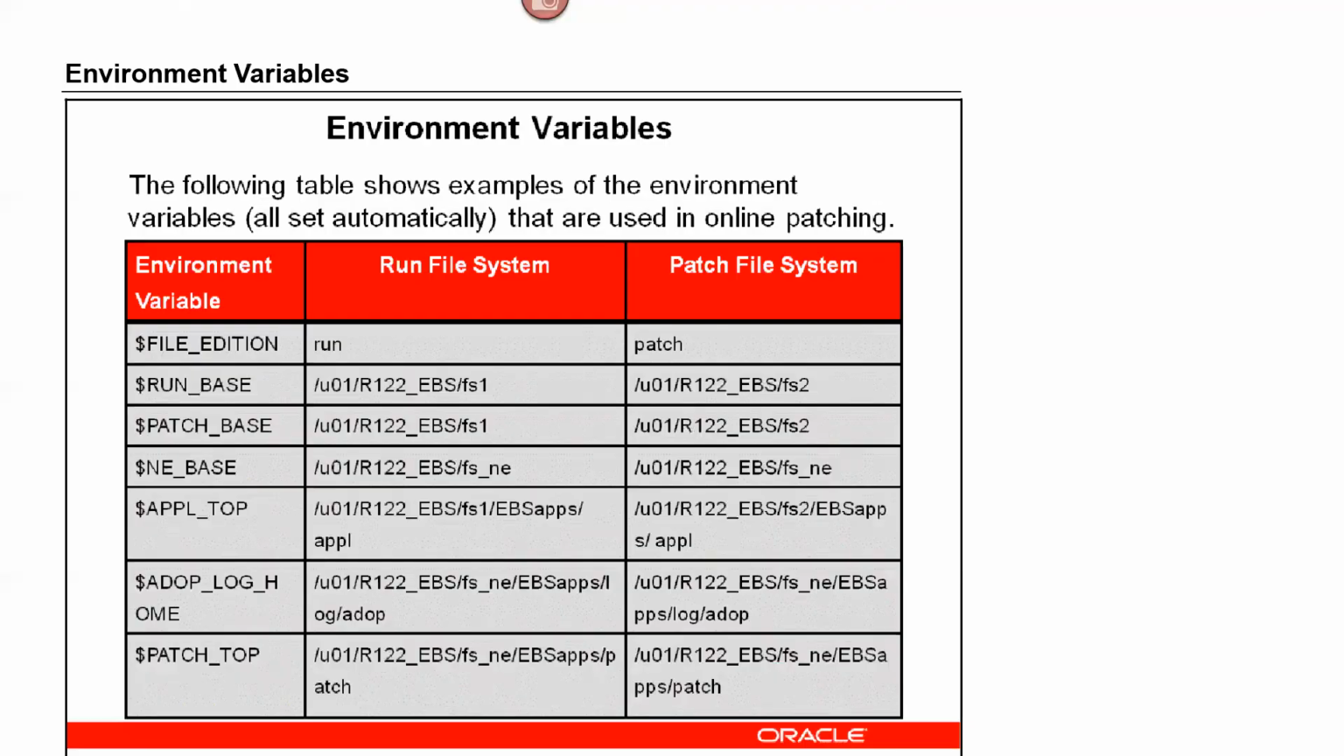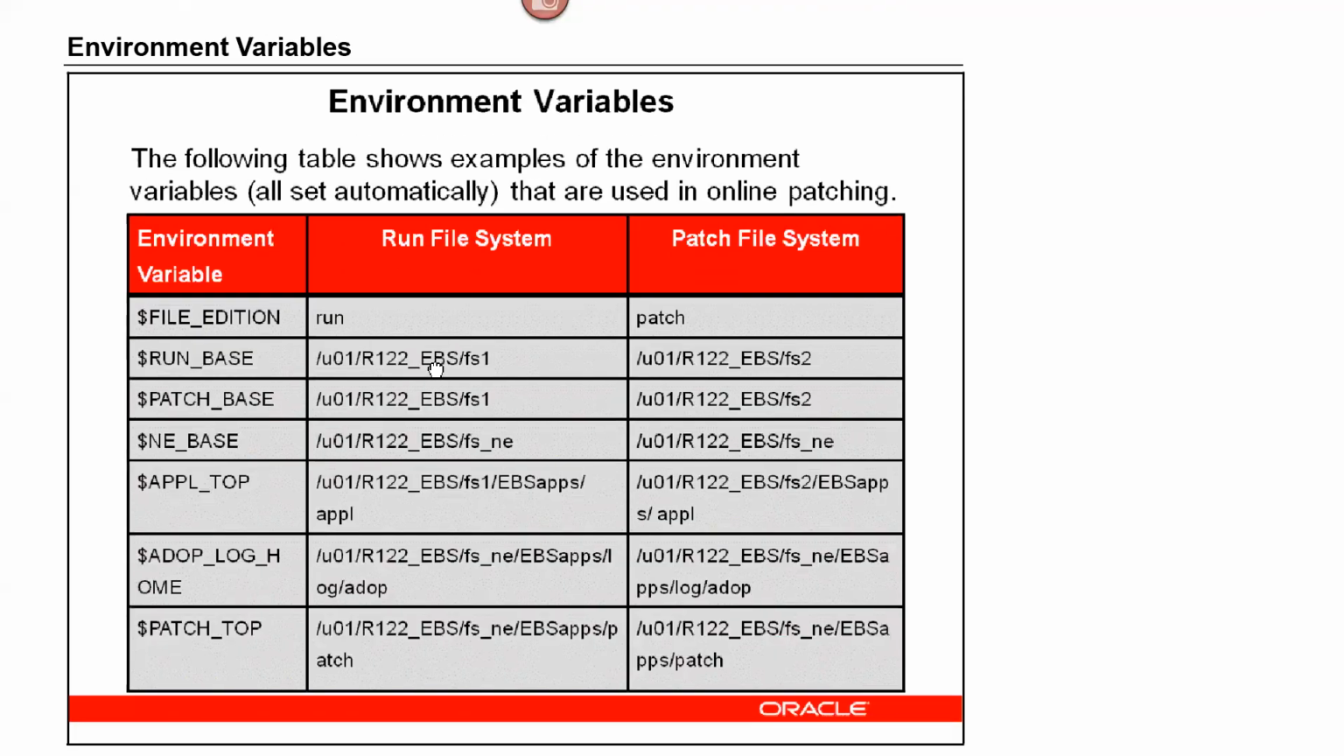Now, environment variables. At any point of time, if you want to check whether you are in a run file system or a patch file system, you can check $FILE_EDITION. You can also check patch base, NE base, APPL_TOP, APPL_LOG_HOME, and patch top; all of these you can use.